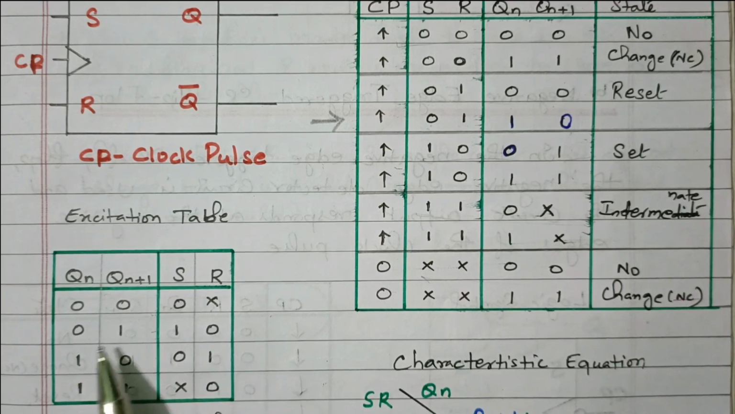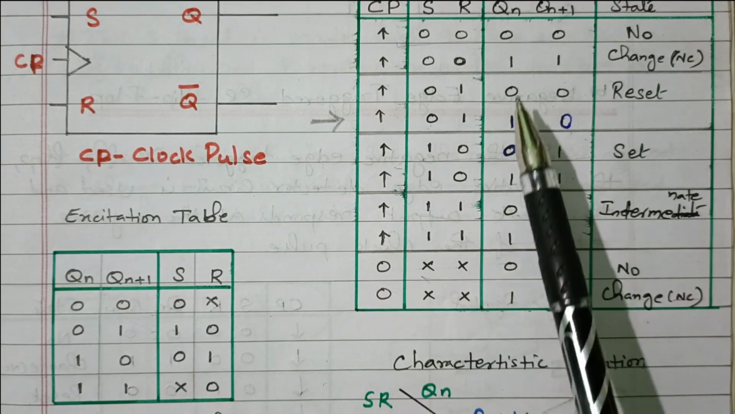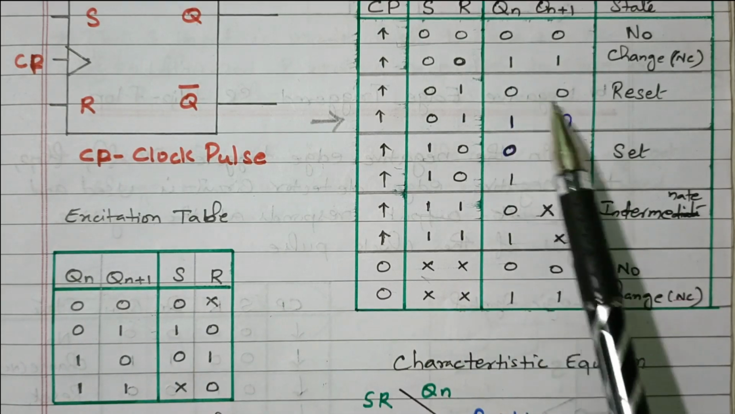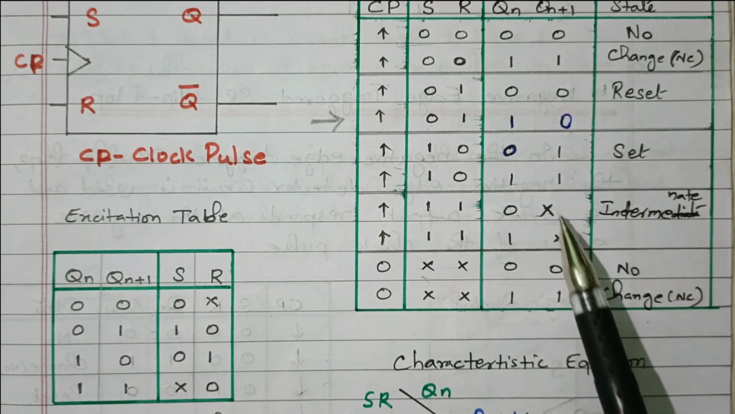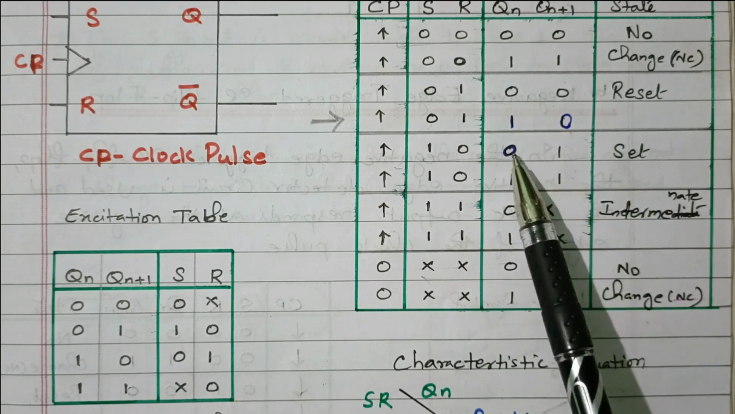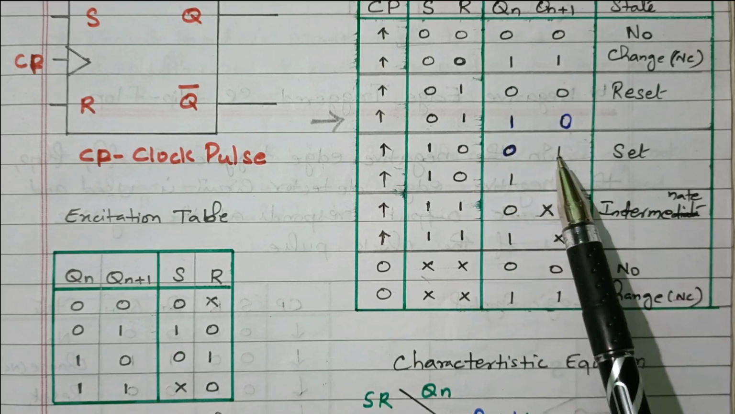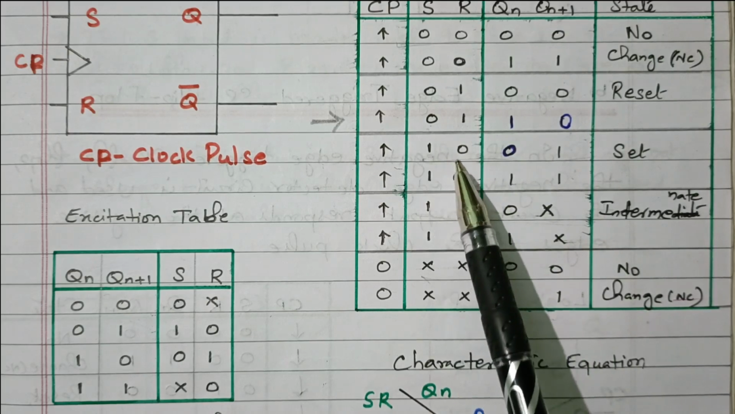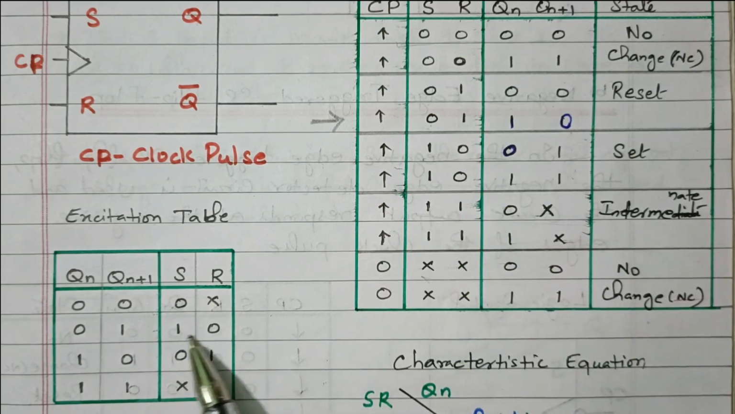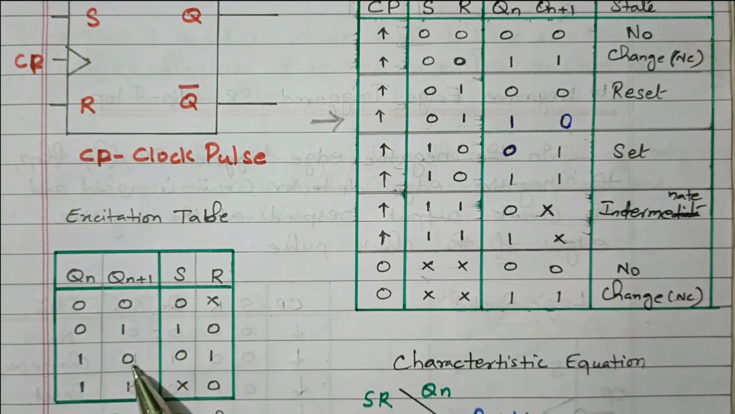Then we'll see 0 1. Present state is 0, next state is 1, meaning what is the input. See where it is, we have 0 1, this is 0 0. Here we have 0 1, only 0 1, no other. Present state is 0, next state becomes 1. What is the corresponding input? 1 0. S is 1, R is 0, 1 0. Only one combination.